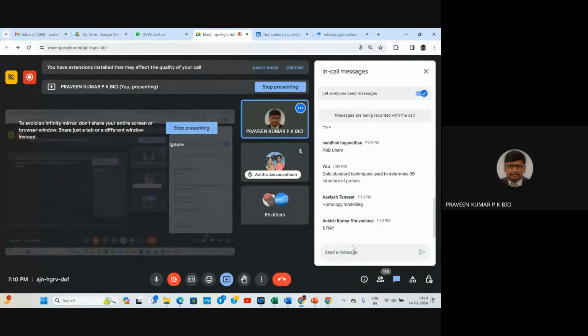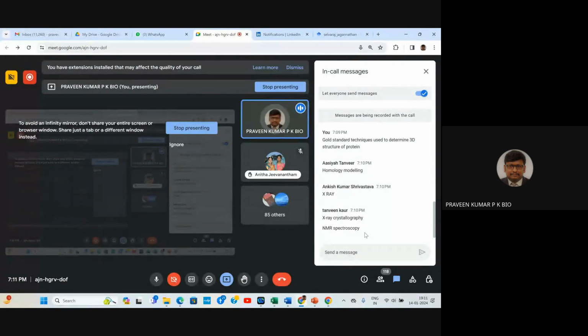Very good. X-ray. If I take you to the X-ray, whether we can use the same X-ray that we go for scanning to find the bones in our body. Tanveen has answered. It is X-ray crystallography. So if X-ray crystallography is one of the methods, the next method is X-ray diffraction. Good. And also NMR spectroscopy. Good. So we can complete the entire NMR spectroscopy. That is the method.